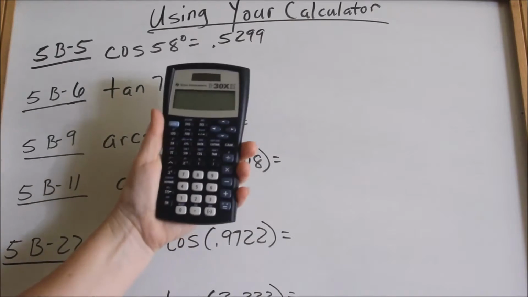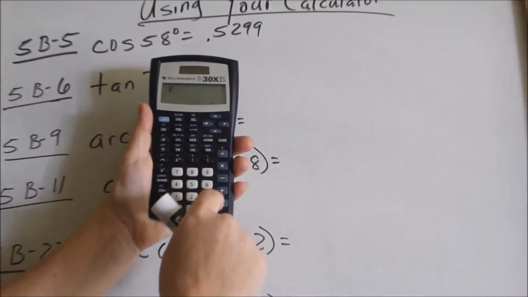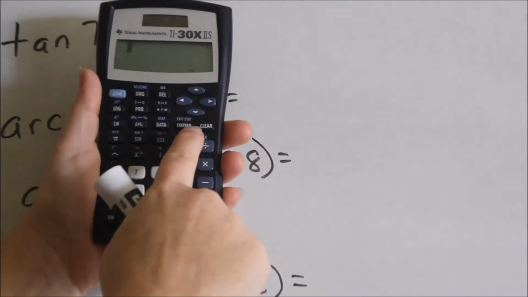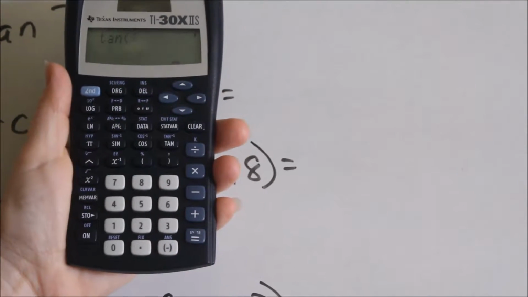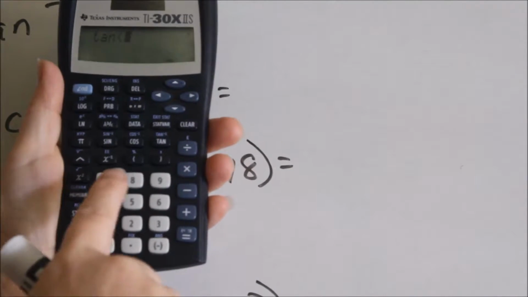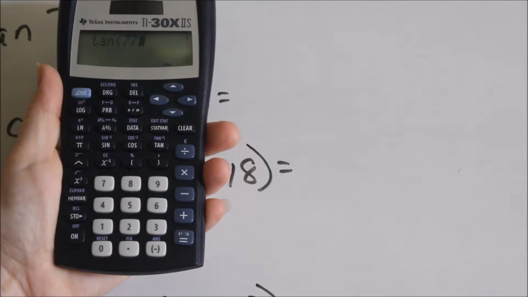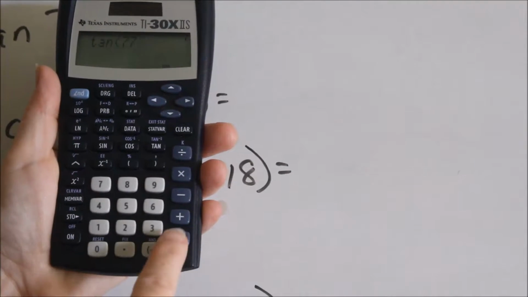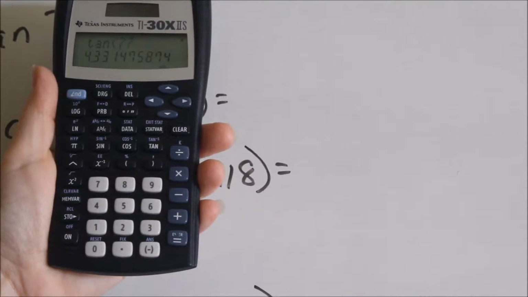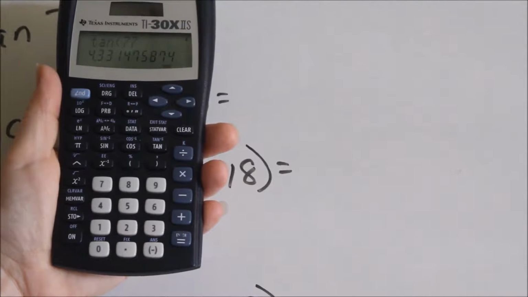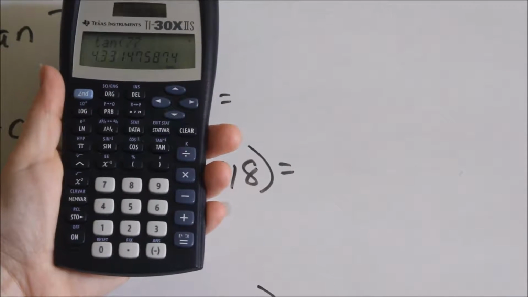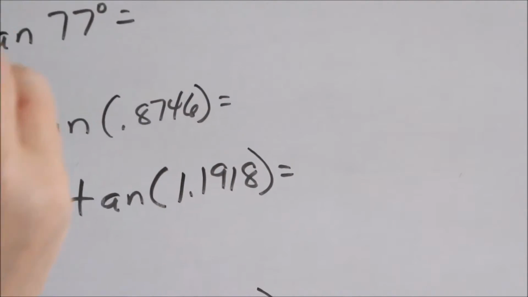Okay, now we're doing 5b6, tangent of 77 degrees. Same thing, but now you need to hit your tangent button. For most calculators, hit the tangent button first, then 77 for your degrees. You don't have to type the degree symbol. Then hit enter and round to 4 decimal places. In my calculator, I have 4.3315.